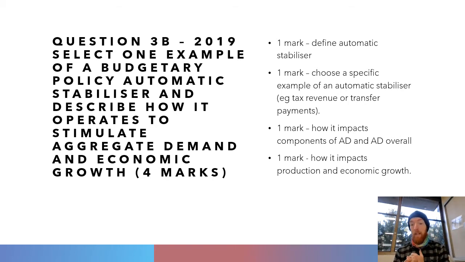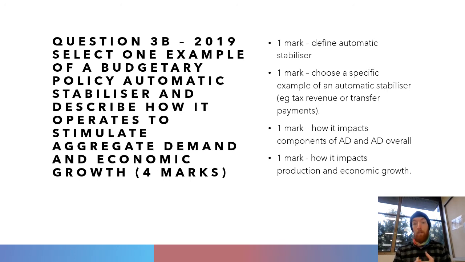So from a past exam last year, question 3B was: select one example of a budgetary policy automatic stabiliser and describe how it operates to stimulate aggregate demand and economic growth. We're going to look at the mark allocation for this, at VCAA's sample answer, and then one that I've made up, because I feel like VCAA's sample answer goes in a way that not a lot of students would have gone, and there's an easier flow of logic that would get you full marks.